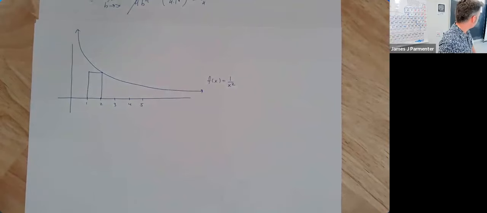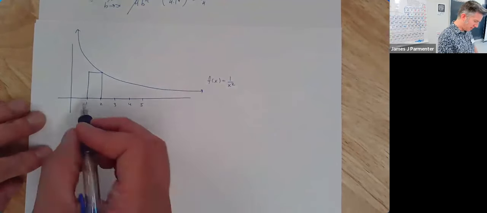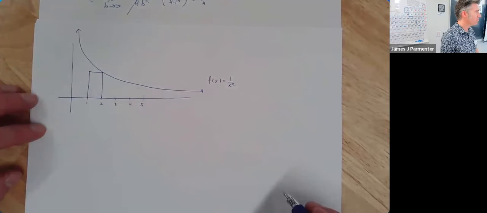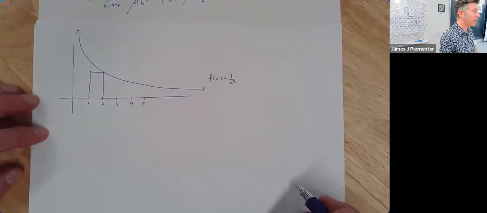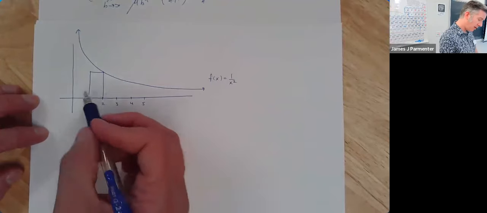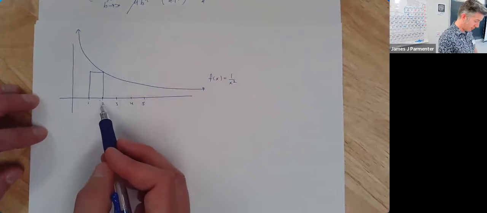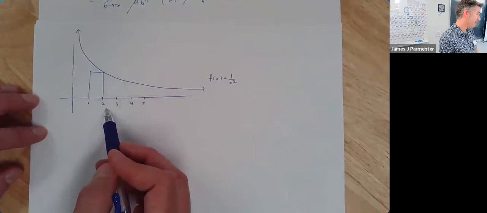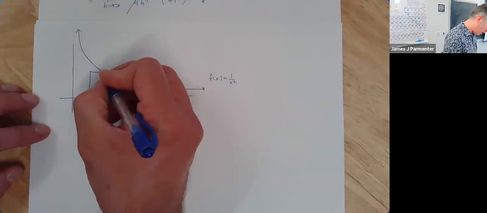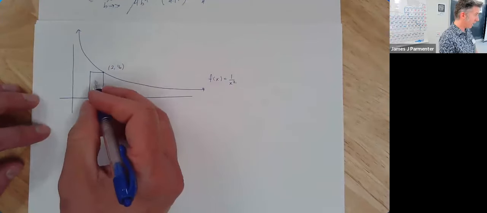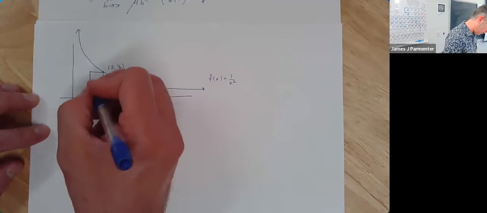How much area is in that rectangle? What's the base of that rectangle? What's the height of that rectangle? I know it's not drawn to scale. It's a little lower than one. I'm not plugging in one to get the height, but what's my x though? It's 2. So this point here is the point 2, 1/4. So the area of this rectangle is 1 times 1/4.